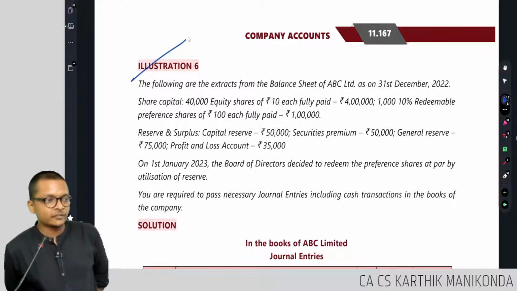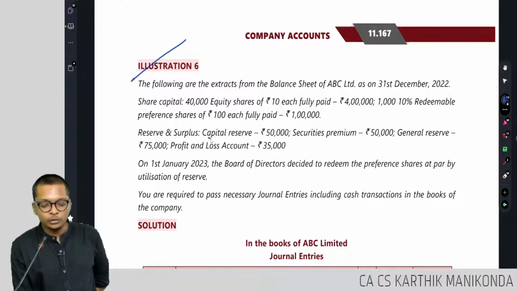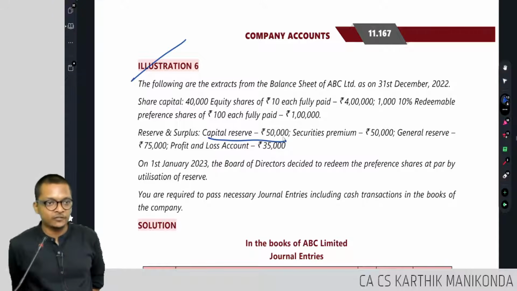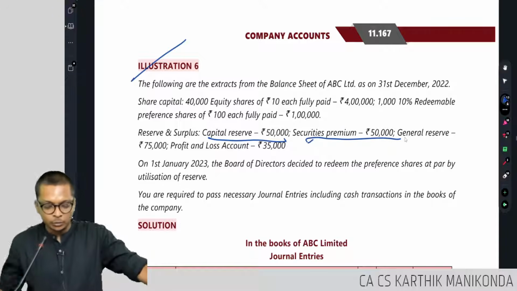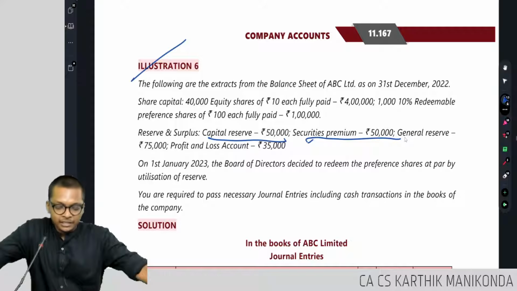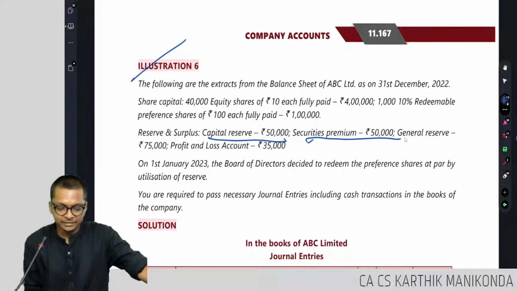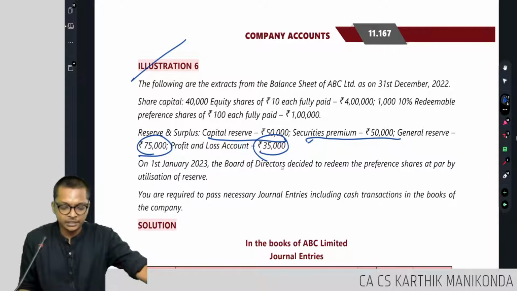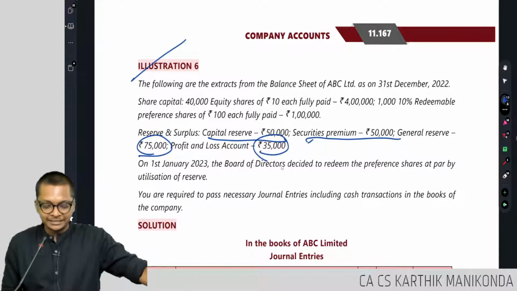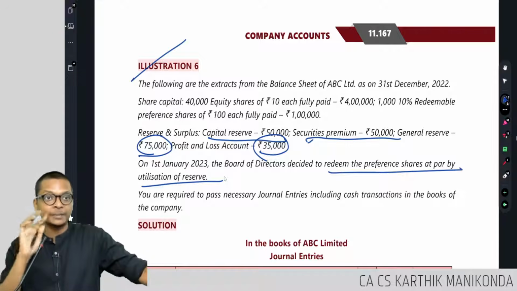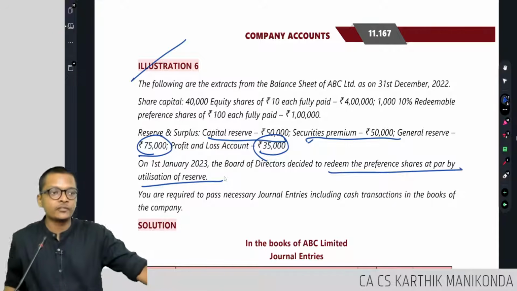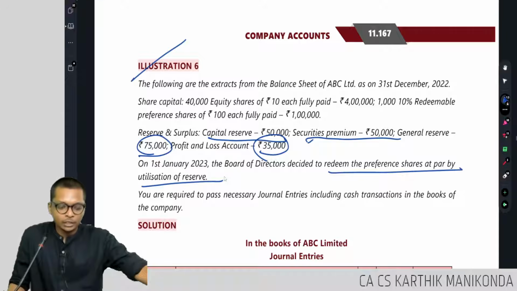They have given the details of reserves. Capital reserve. What to do with that? Nothing. Useless reserve for this problem. Securities premium 50,000. What to do? Nothing. We can't use. General reserve is 75. PNL is 35. The board of directors decided to redeem the preference shares at par, not premium again. By utilization of reserves, you are required to pass the necessary journal entries.